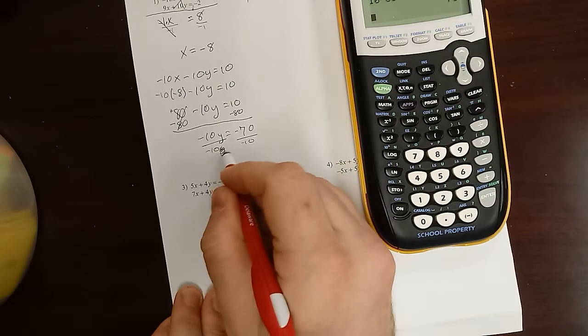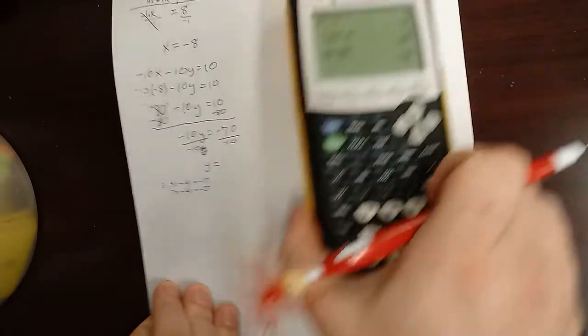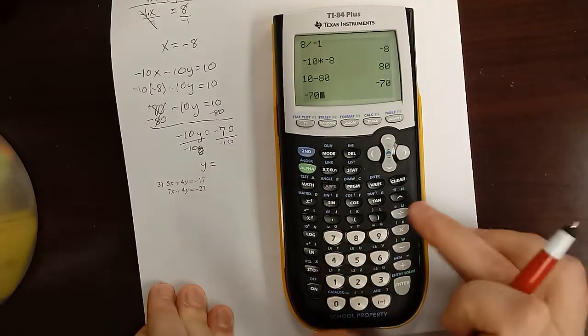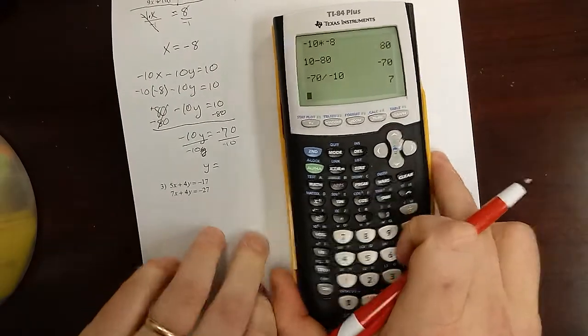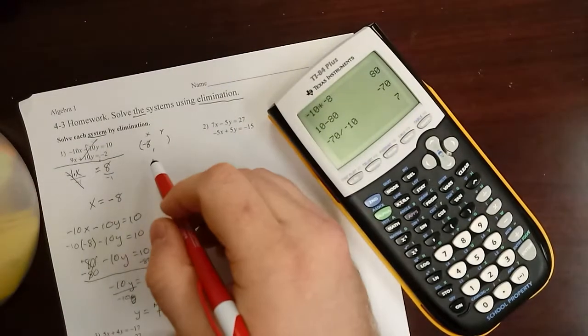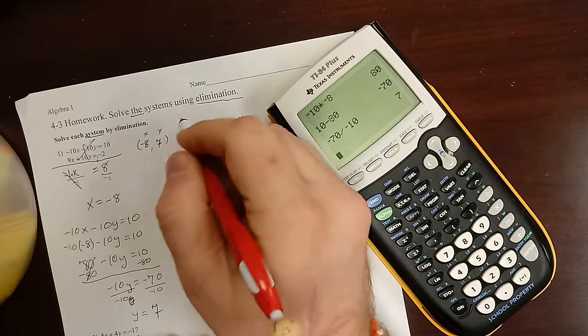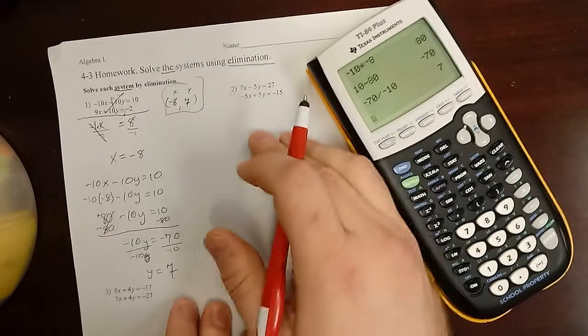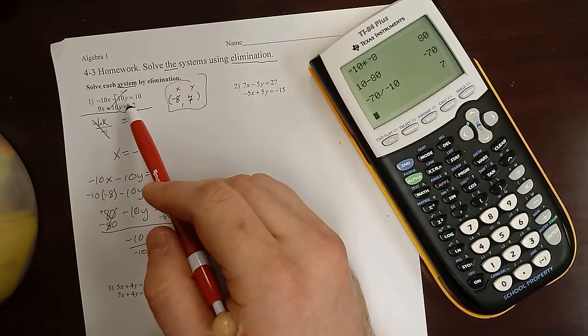Oops, I shouldn't have written a y there. I should have just said that. So we get y is equal to negative 70 divided by negative 10. Negative 70 divided by negative 10, and that gets us a 7. And so y is equal to 7. And so that means that our answer here is negative 8, 7. There's my solution. And remember, this is the one point where these two lines actually touch each other.